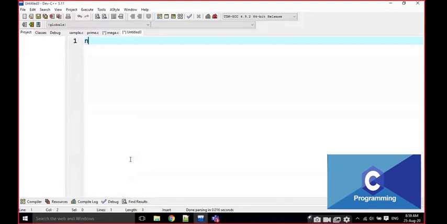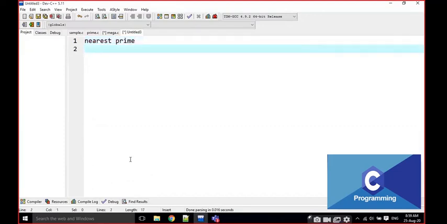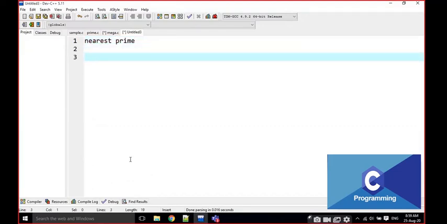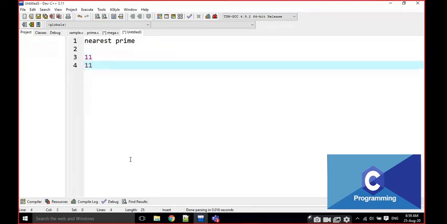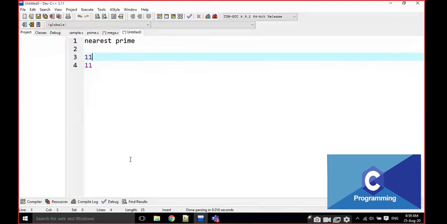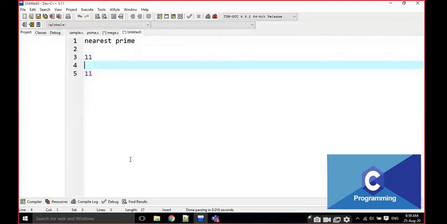For example, nearest prime. If the number, for example, I'm giving 11 here. Is 11 prime? Then the output is also 11. Okay, that means that is the nearest one. For 11, it is the nearest one. That is the prime. That's why we have to print 11 if it is a prime.